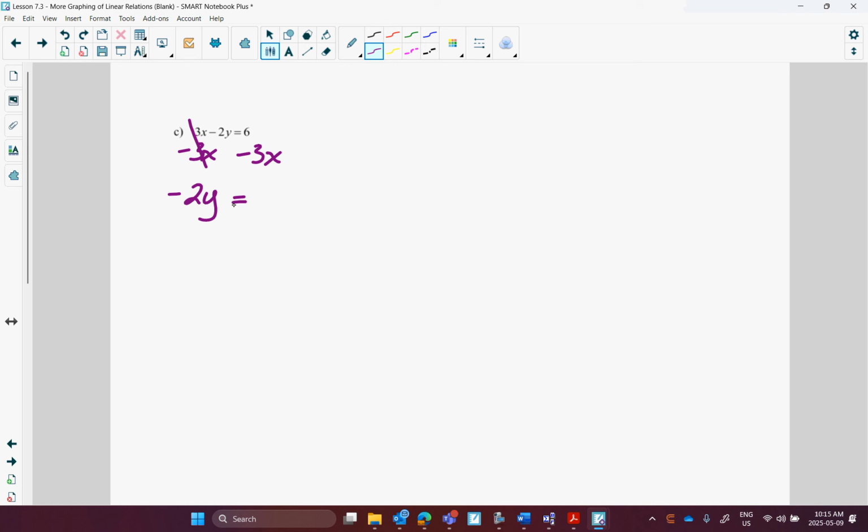Now, I'm going to write this first, because doesn't the x always come before the number? So I'm not going to do 6 minus 3x. I'm going to do negative 3x plus 6. Regardless, you can't combine them.